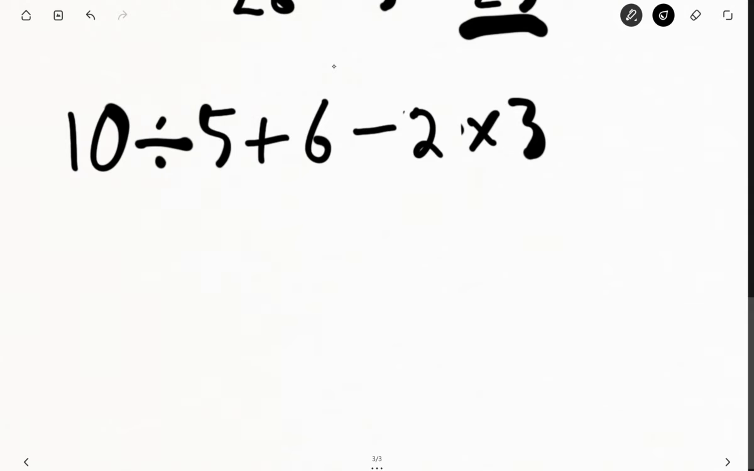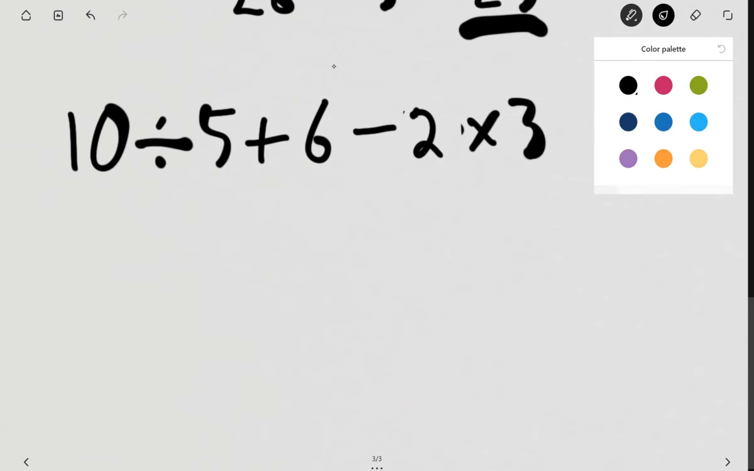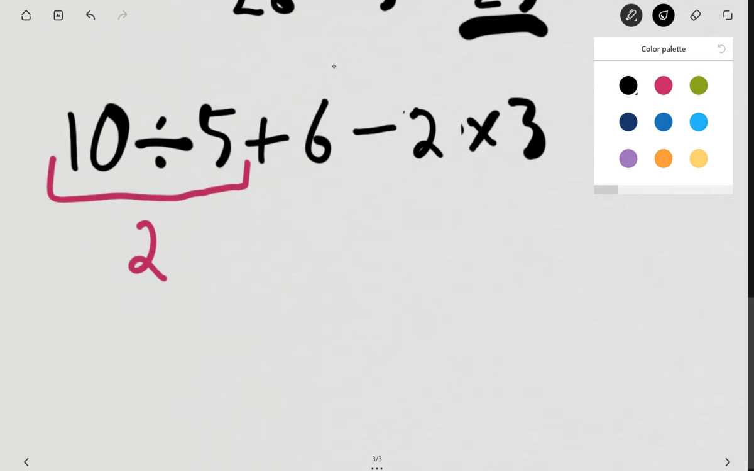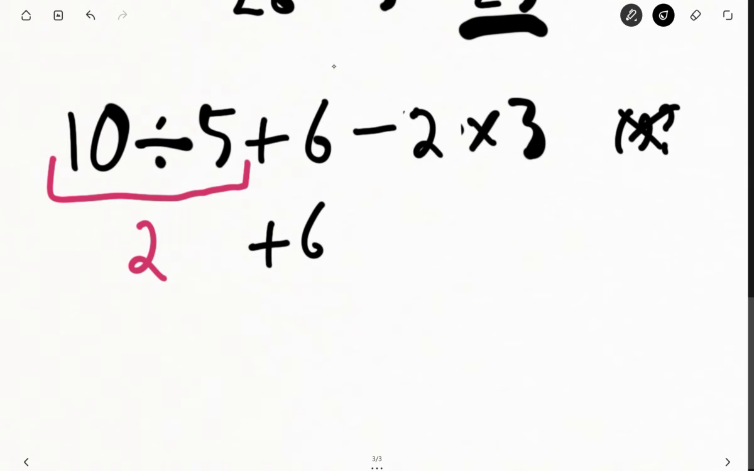So first of all, we ask ourselves, order of operations. Start with the most complicated. Are there parentheses? No, there's not. Is there multiplication and division? Yes, there is. Multiplication and division looks like the most complicated next thing to do. So that's what we're going to do. Left to right. 10 divided by 5, 2. Plus 6, just bringing down from above, minus. The next problem we have to do here is 2 times 3. 2 times 3 is 6.